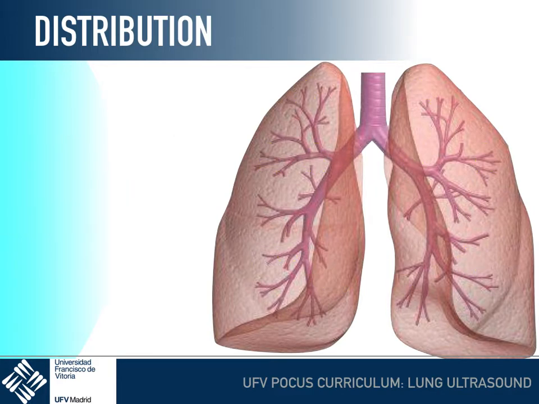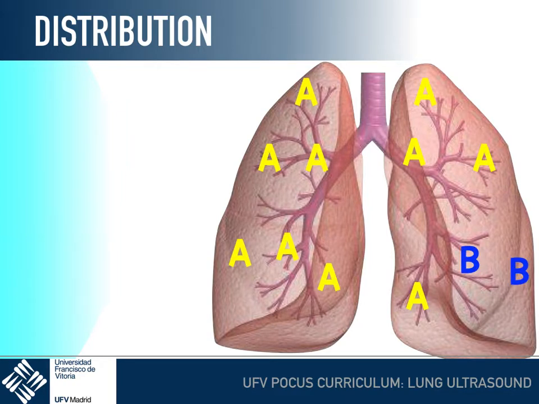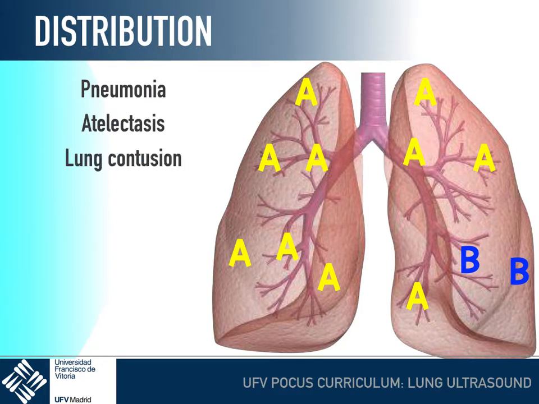Second case, shortness of breath, respiratory symptoms, A lines everywhere, but a small part of B lines. Pneumonia is one of the most important things we need to include in the differential. Atelectasis as well. Lung contusion, or an early stage of pulmonary embolism. So the patient can have developed lung infarction.